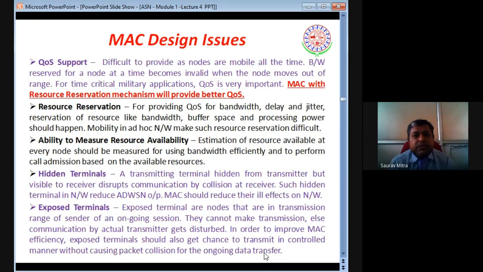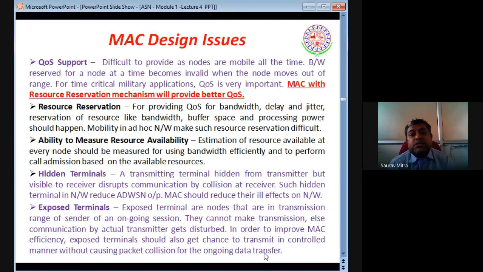QoS support should be provided to all the nodes. MAC has to ensure that with a resource reservation mechanism, it should be able to provide the best QoS. What is meant by resource of a network? Resources of a network are nothing but bandwidth and energy.